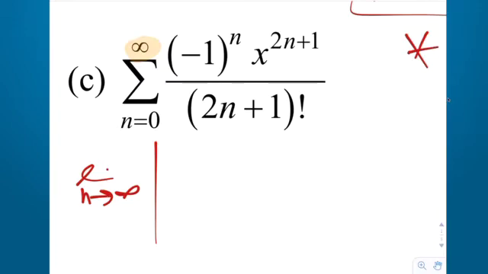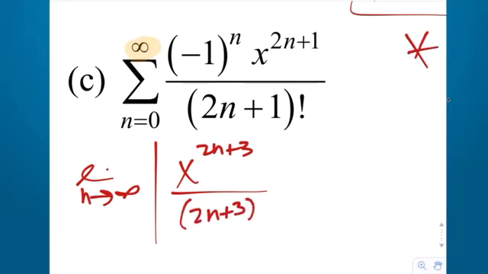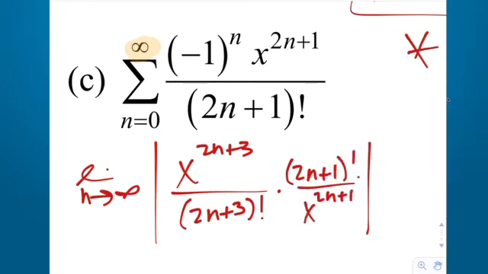Do we need the alternator? Nope. Now here you've got to be careful. It's going to be x to the... If you replace n with n plus 1, you've got to distribute the 2, right? So that'll be 2n plus 2 plus 1, which is 2n plus 3, all over, same thing down here. Replace n with the quantity n plus 1, distribute, you get 2n plus 2 plus 1, which is 2n plus 3 factorial. And then instead of dividing by the nth term, we'll multiply by its reciprocal, 2n plus 1 factorial, or x to the 2n plus 1. And again, because it's an absolute test for convergence, we don't need the alternator.